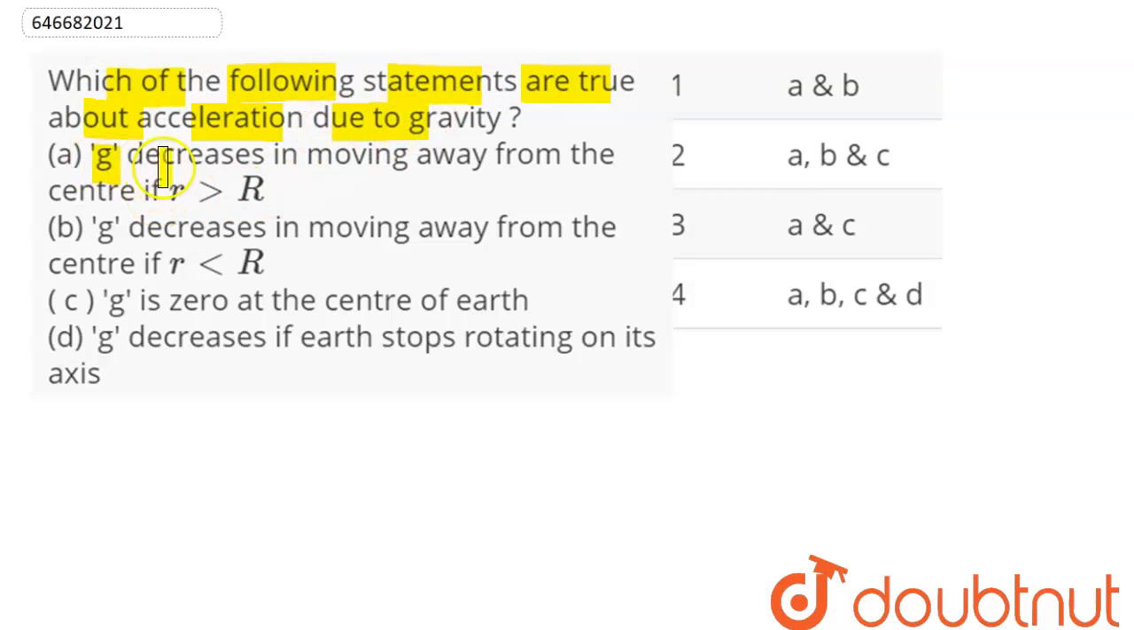Question is, which of the following statements are true about acceleration due to gravity? Hence it says g decreases moving away from the center if r is greater than R, and g decreases in moving away from the center if r is less than R.